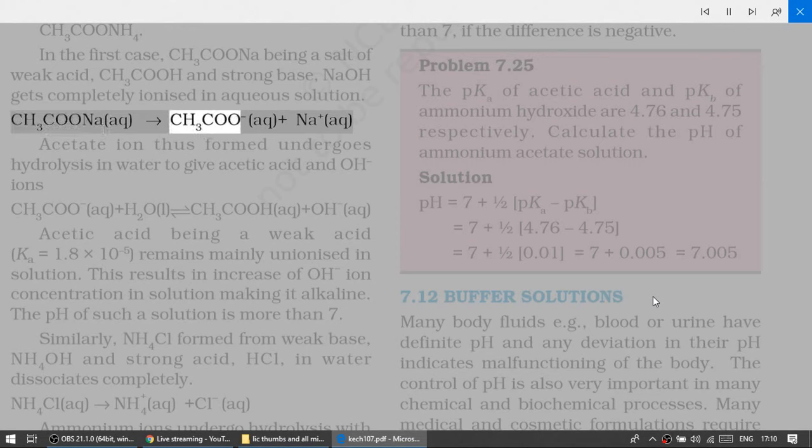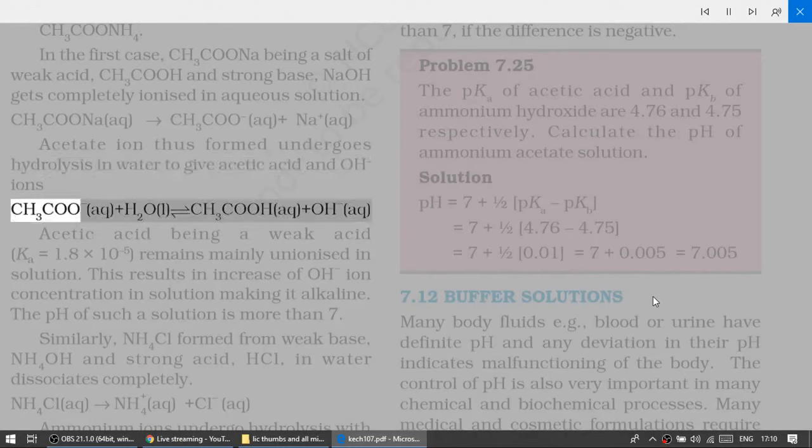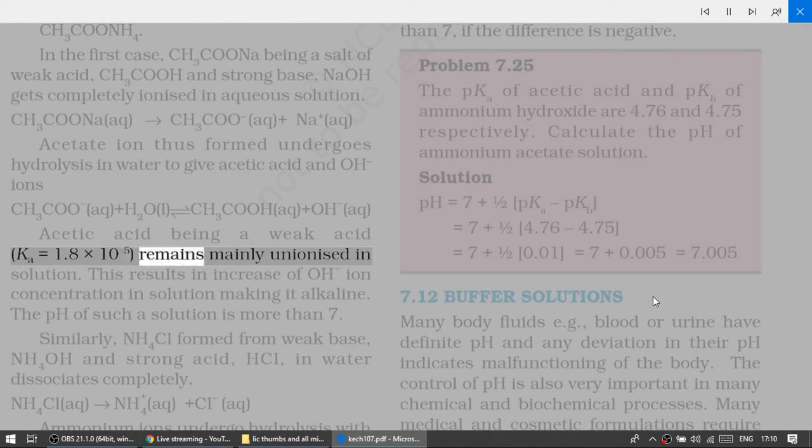CH3COONa → CH3COO⁻ + Na⁺. The acetate ion thus formed undergoes hydrolysis in water to give acetic acid and OH⁻ ions: CH3COO⁻ + H2O ⇌ CH3COOH + OH⁻. Acetic acid, being a weak acid, Ka = 1.8 × 10⁻⁵, remains mainly unionized in solution. This results in an increase of OH⁻ ion concentration in solution, making it alkaline. The pH of such a solution is more than 7.